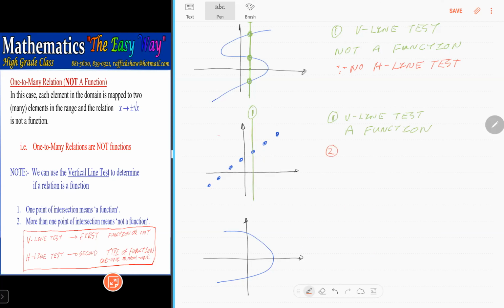Now look, any horizontal line I draw can intersect this graph only once. See that? Any horizontal line I draw will intersect that graph only once. So if a horizontal line intersects the graph only once, what does that mean? One to one. So I do my horizontal line test secondly, and the horizontal line test is telling me that it is a one to one function.